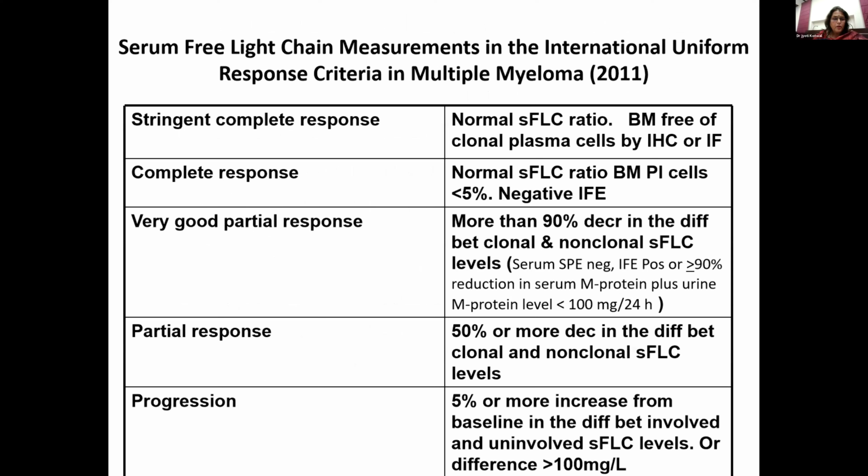Next slide. So this is just to recapitulate what the free light chain monitoring is. If someone is being monitored by free light chain, we can still come to stringent CR, which we already talked about. Complete CR also has normal free light chain, but you don't know whether the plasma cells are clonal or not. Then very good partial response is a 90% decrease. Partial response is a 50% decrease, but the difference is in clonal and non-clonal. Progression is a 5% increase or the involved value becomes more than 100. Next slide.